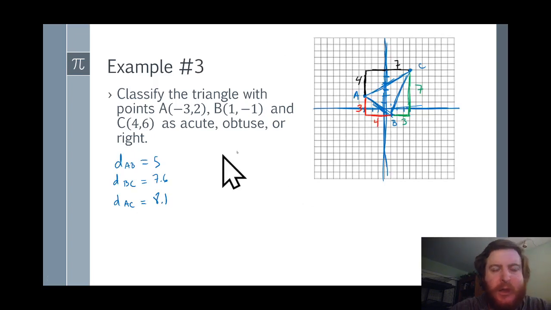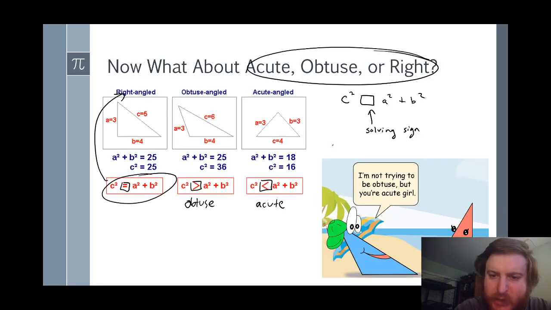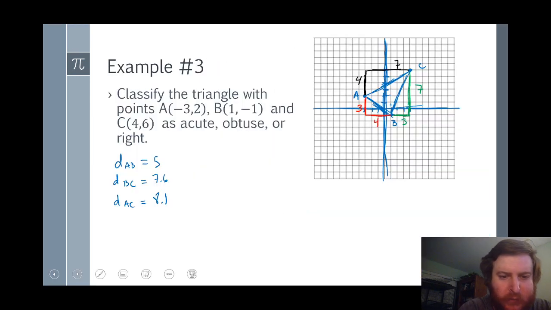All right, so this is all the information that we had from our last question, the same triangle. We had distances of 5, 7.6, and 8.1. Now, the really important part about this formula, and you might want to add this on here, is that C has to be your biggest side. The formula only works if you make C our biggest side. So over here, our biggest side is the 8.1, so that has to be C. The other two don't really matter.